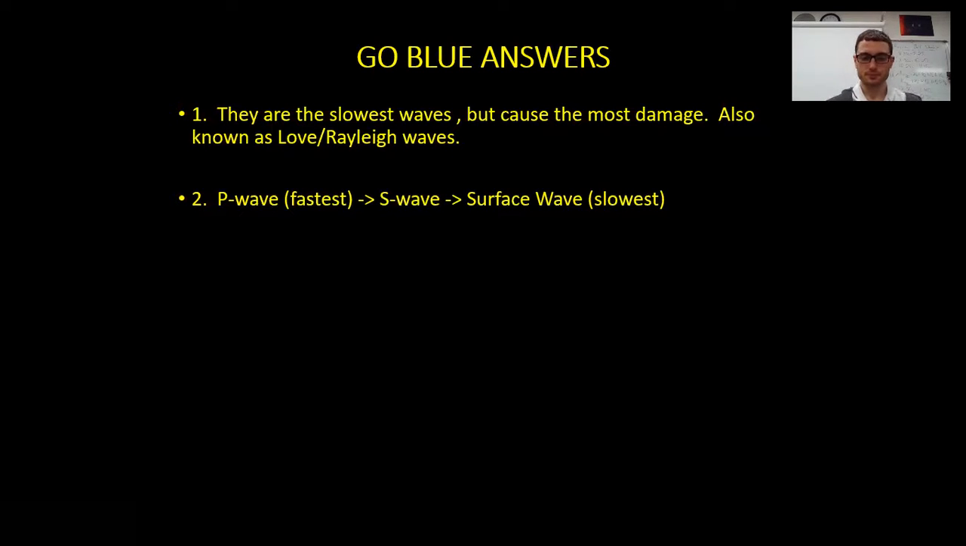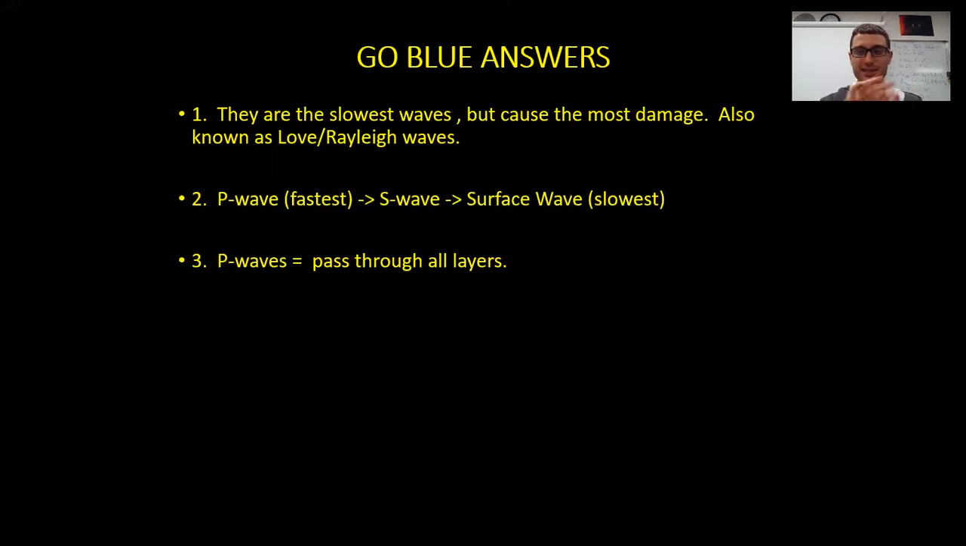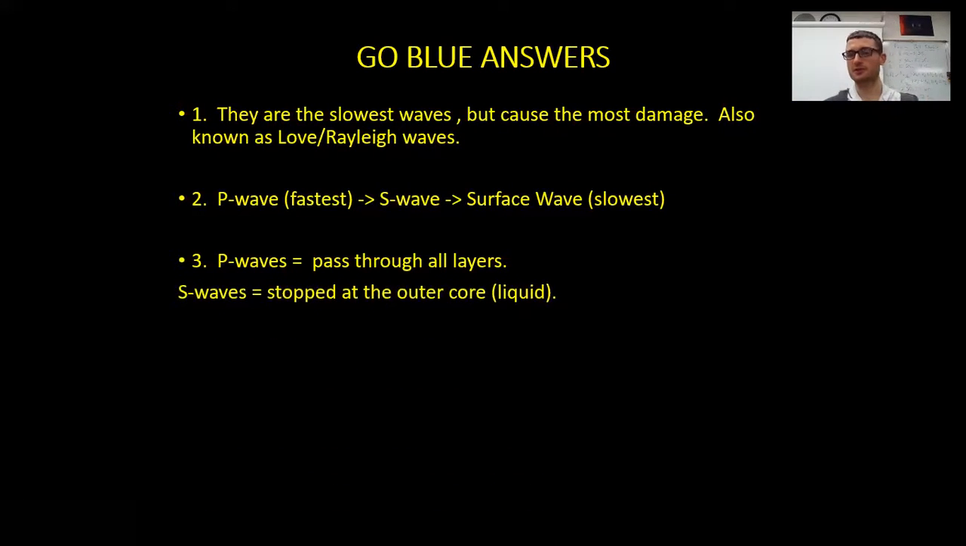Number 3, P waves pass through all the layers, as we discussed in our notes on page 8 or 6. P waves can pass through solids and liquids, thus they pass through all of the Earth's layers. But S waves are a little different. They can't pass through liquids. So what's the only layer of the Earth that we wrote down on page 4 that is a liquid? It is the outer core. S waves cannot pass through the outer core because it is a liquid. Okay, keep that in mind.